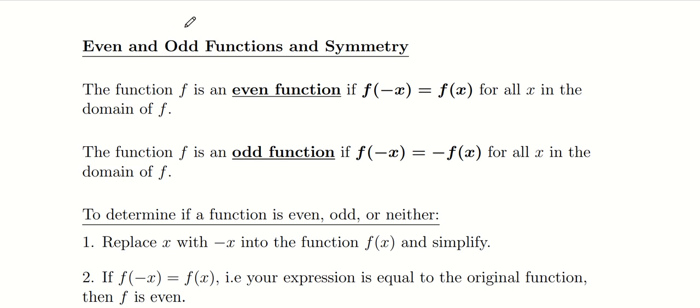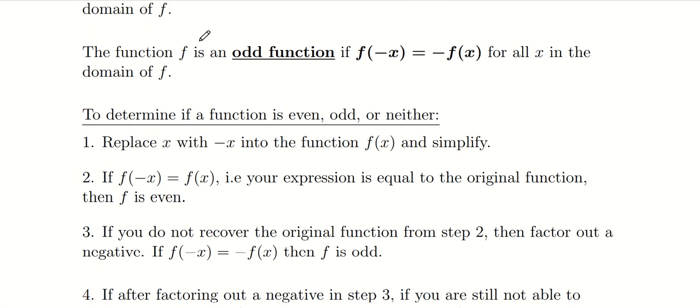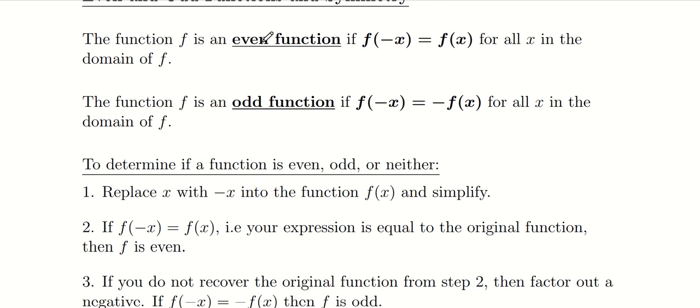There are many functions that don't satisfy either of these properties, and we refer to them as neither. But having a function that's either even or odd means that it has quite a bit of special properties about it. For example, a function f is referred to as being even if f of negative x is equal to f of positive x for all values of x in the domain of f.